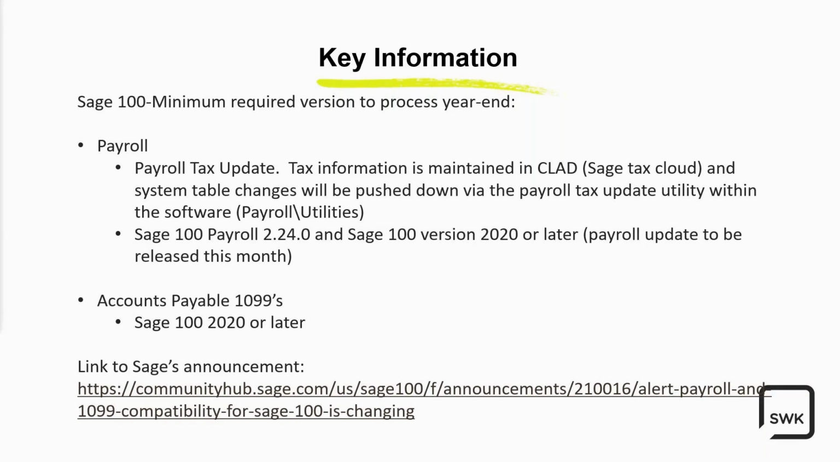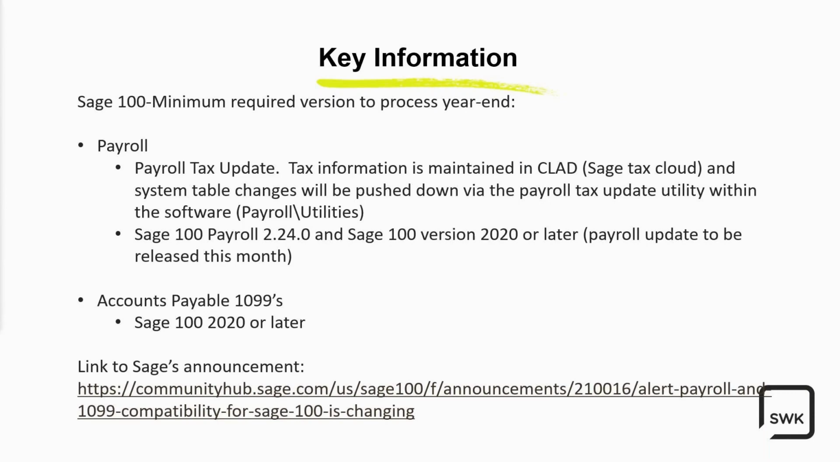For Sage 100 payroll, you're going to need to be on 2.24 and Sage 100 version 2020 or later in order to process your W-2s this year. This payroll update, the 2.24, is going to be released at some point this month. It has not been released yet.